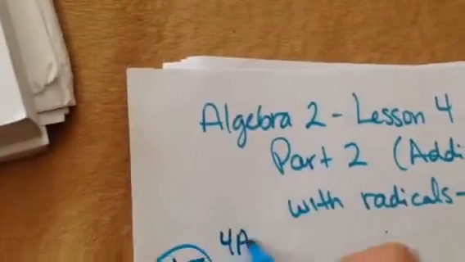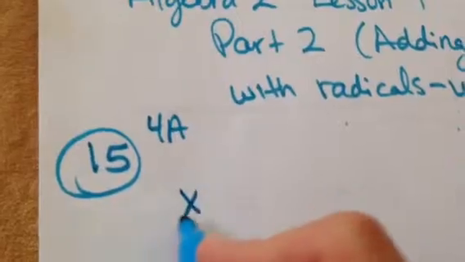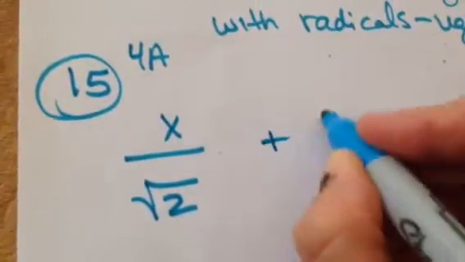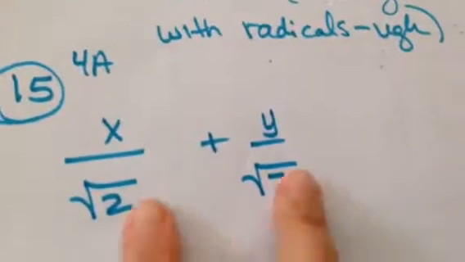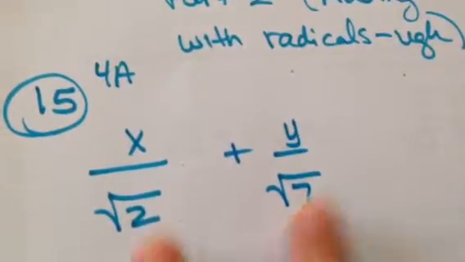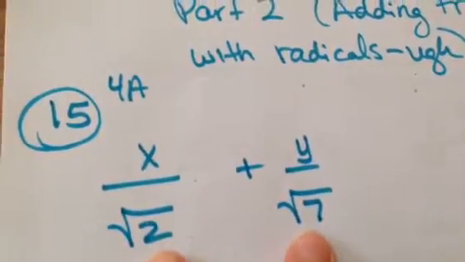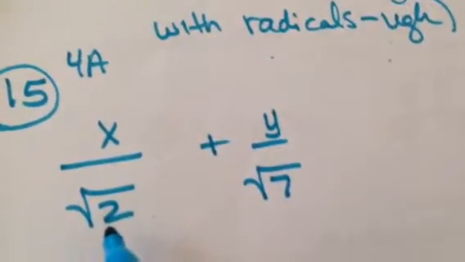So from 4a, let me do number 15, and then I'll do some others as well. This is what it looks like: x over the square root of 2 plus y over the square root of 7. We have two problems here. One, our denominator is not the same. The other problem is you can't have square root symbols or radicals in the denominator. So probably what I would do first is just get rid of the radical.